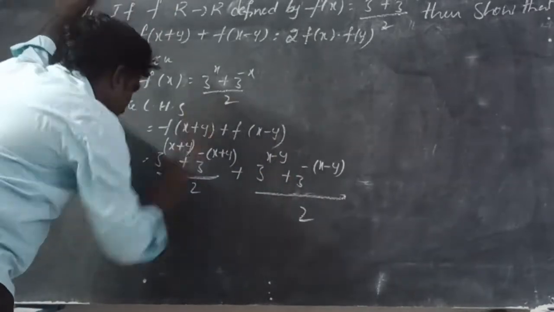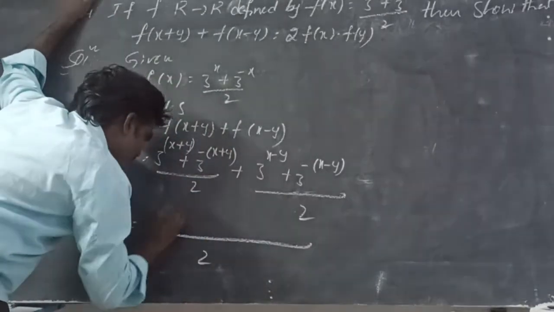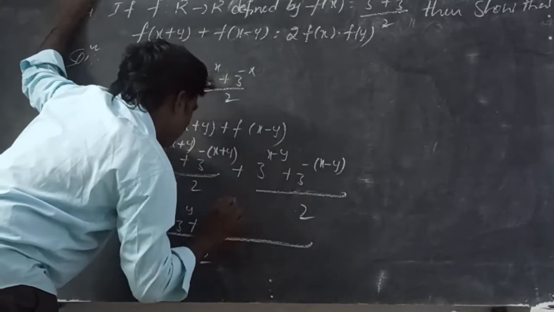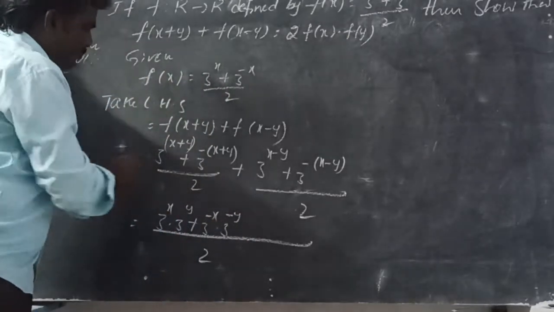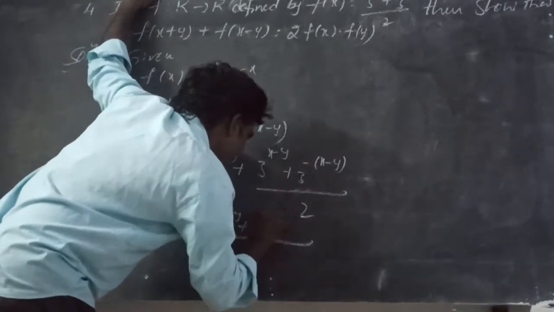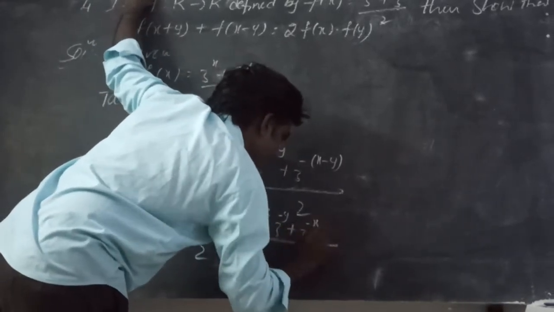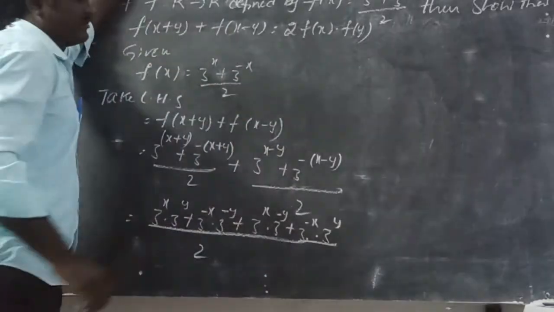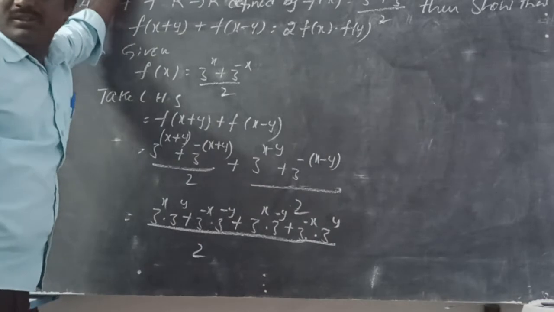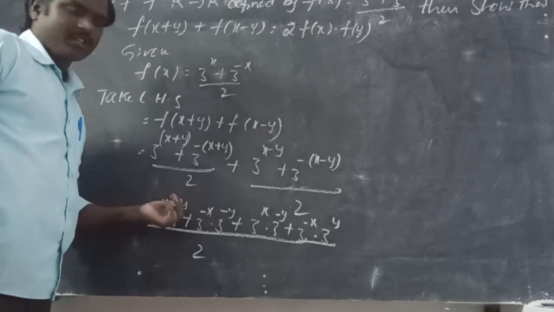So here these two are fractions, write the common denominator. Here 3 power x into 3 power y plus 3 power minus x into 3 power minus y, since a power (m plus n) is equal to a power m into a power n, plus 3 power x into 3 power minus y plus 3 power minus x into 3 power plus y. So here a power (m plus n) is equal to a power m into a power n.